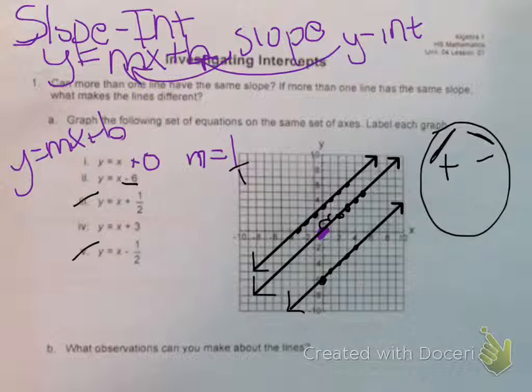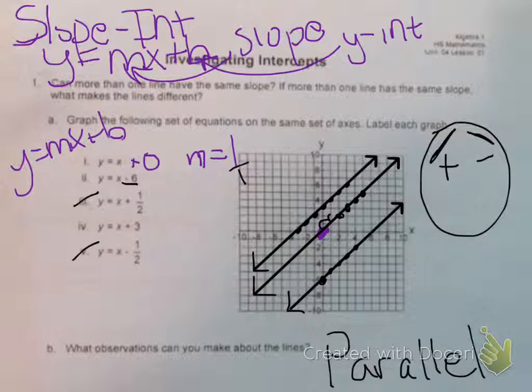Okay, now let's answer B, C, D, E, F, and G. What observations do you make? They are parallel. When they have the same slope, they're parallel. What is the slope of the lines? Well, we already talked about that. It is 1.